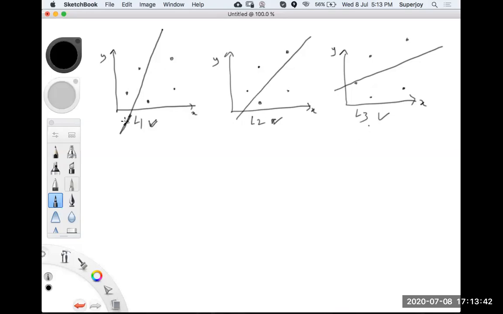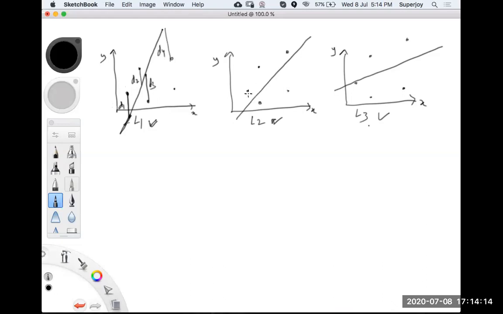To find out which line is the best fit line, we can do one thing, guys. Can we identify the vertical distance of this point from this line? Let's say the vertical distance of this point from this line is D1. The vertical distance of this point from this line is D2. The vertical distance is D3. And the vertical distance for this point is D4.